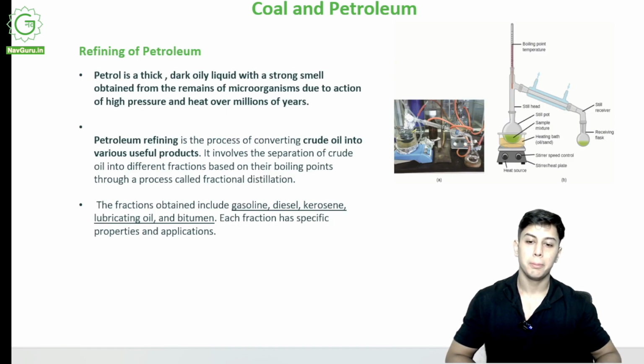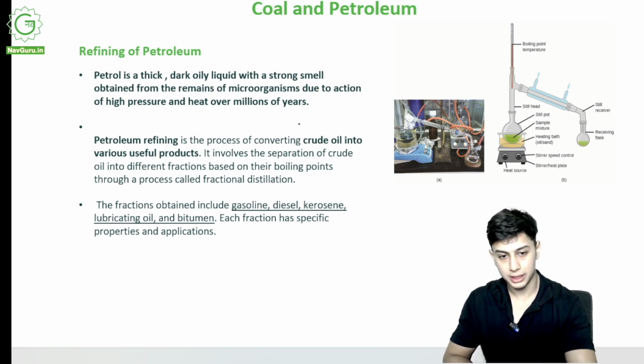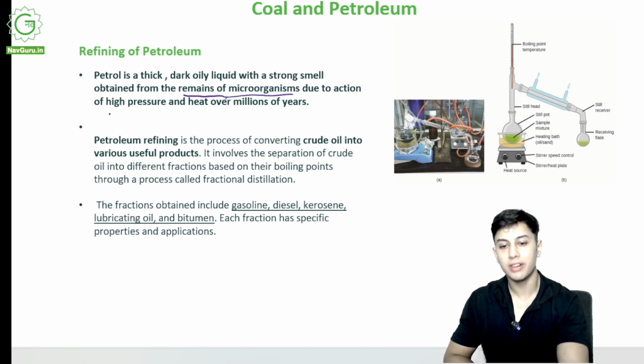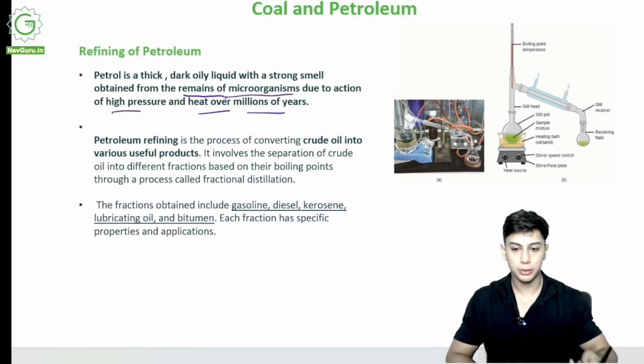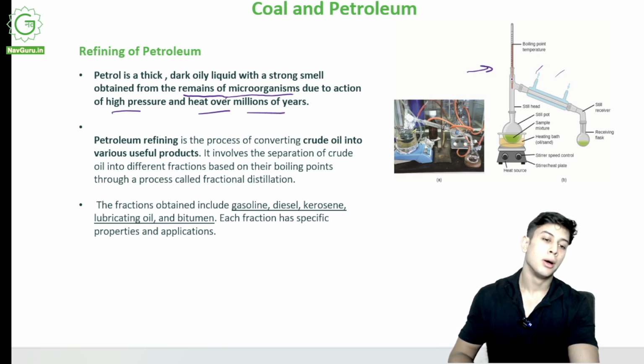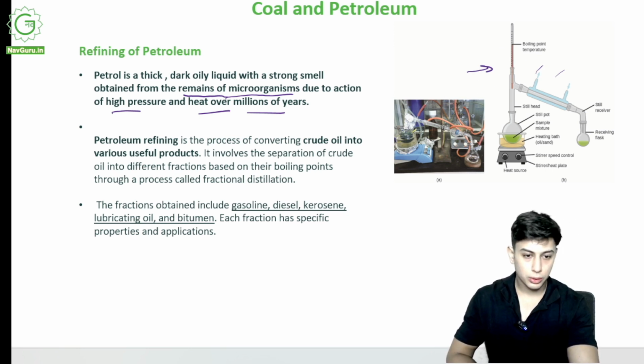Refining of petroleum. Petroleum is a very thick, dark, oily liquid with a strong smell. We have all smelled petrol, it has a very strong, addictive smell. Obtained from remains of microorganisms. It is a fossil fuel formed due to the action of high pressure and heat over millions of years. Like I told you, this is what distillation is. We heat it, we get some gas over here, we get the rest of the liquid over here. Coal and petroleum both undergo distillation.